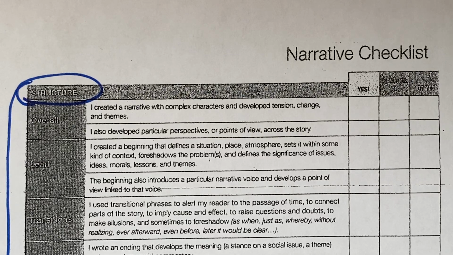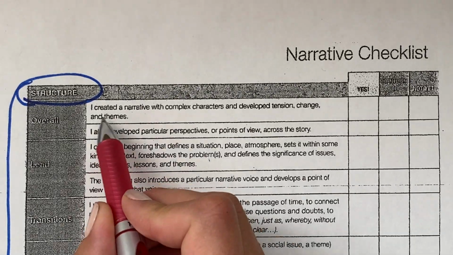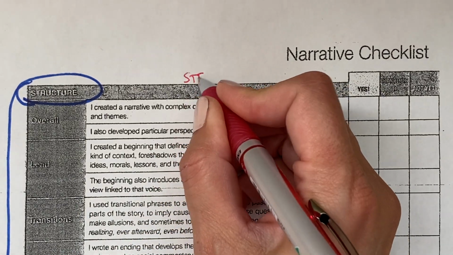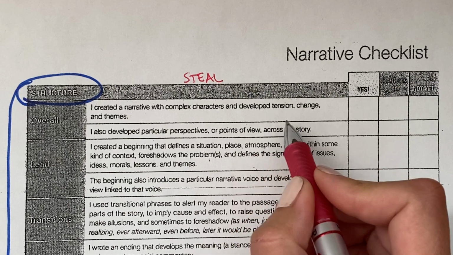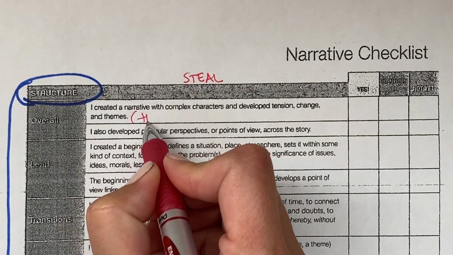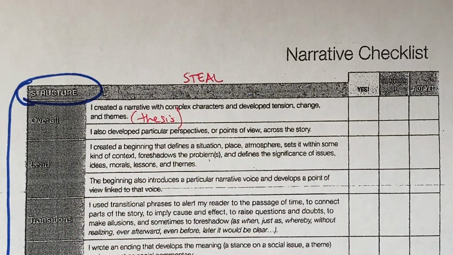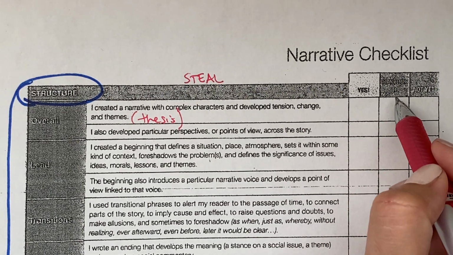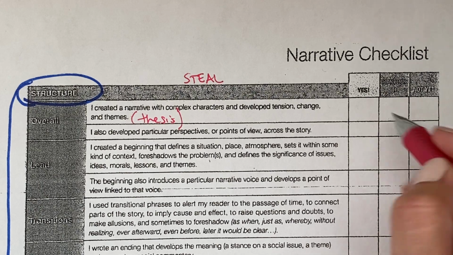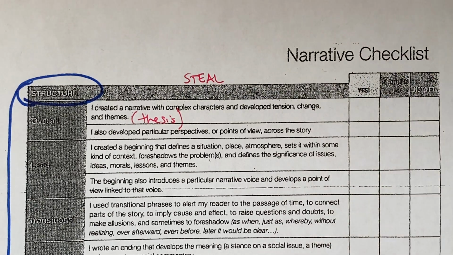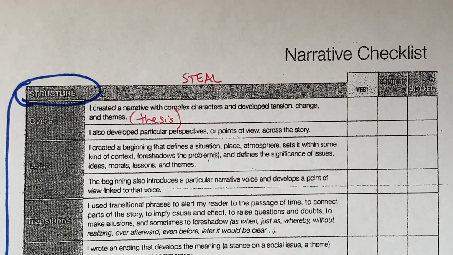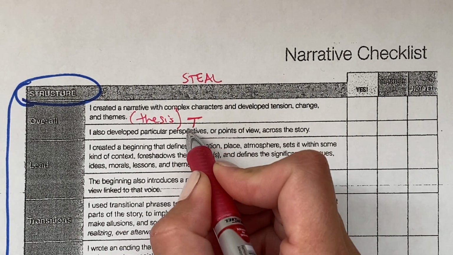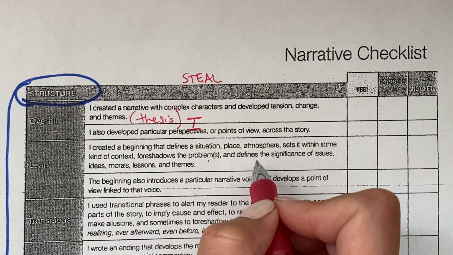So overall, we want to look at: I created a narrative with complex characters, right? We want to think about that steel worksheet that we did, and development of tension, change, and themes. Our thesis is going to be important for this. For each one of these, you are going to say yes, starting to, or not yet. Go ahead and check these boxes, and that's going to give you a good starting point on what you need to revise. The next thing you want to look at is that you developed a particular perspective, which of course is going to be your perspective, because you're the one writing the story.